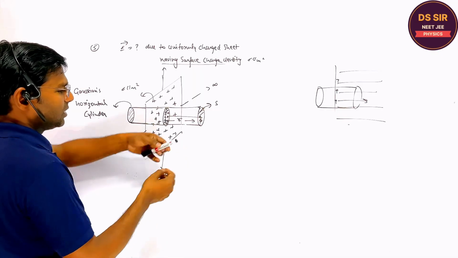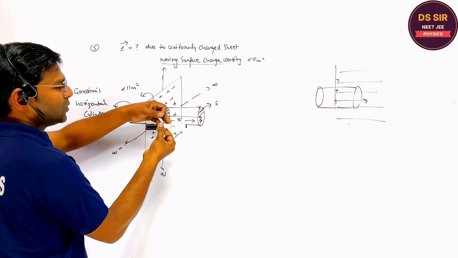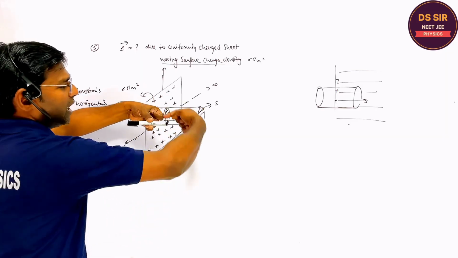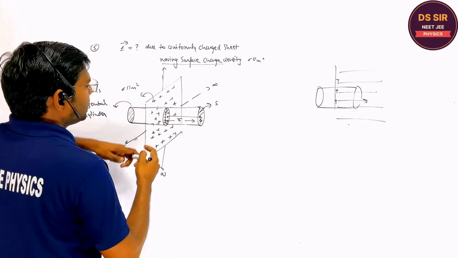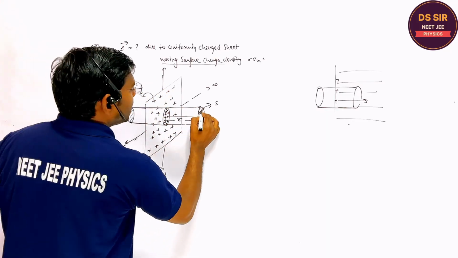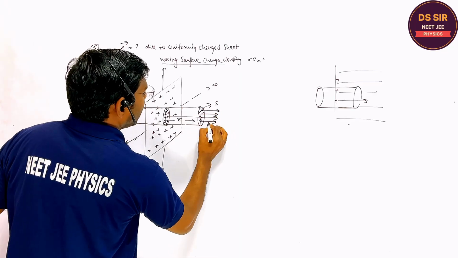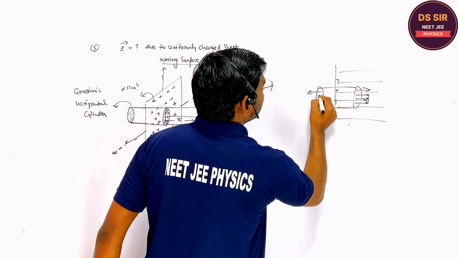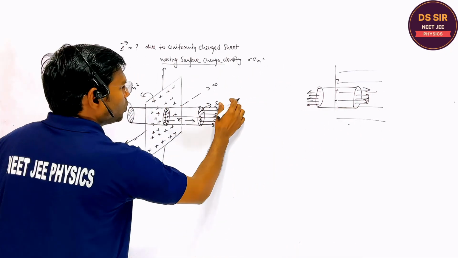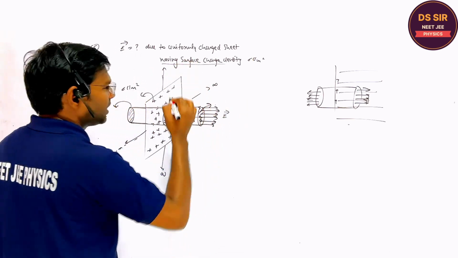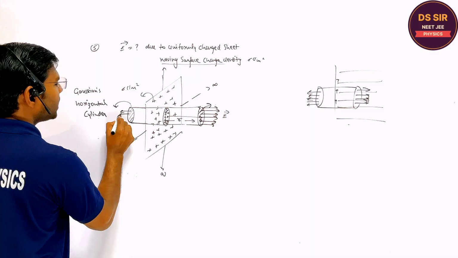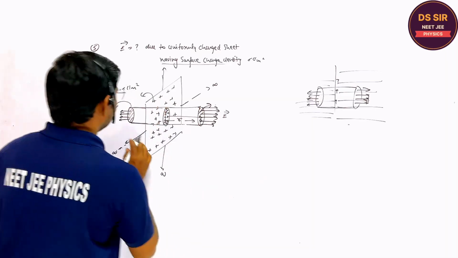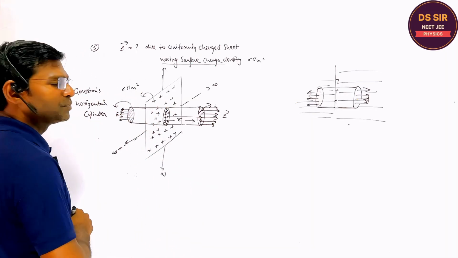So for this Gaussian surface, the horizontal cylinder, how many surfaces are there? This is one cross section, this is another cross section, and this is the lateral surface. But due to this charge distribution, the electric field is constant everywhere, and it is directed away from the sheet. We don't know the value of the electric field, therefore I can write this as E. In the same way, on this side also, the electric field will be the same, assumed to be E. Is it clear or not?